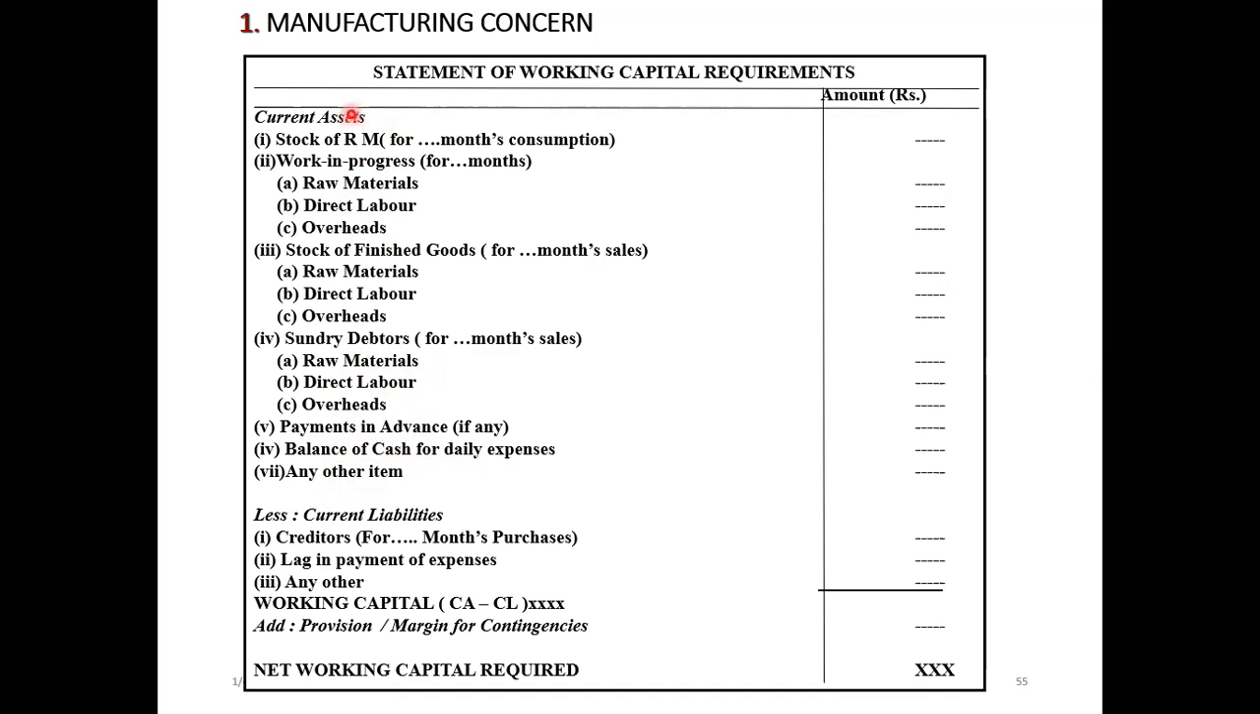So the total of these equals current assets, and we have to deduct current liabilities. First, we can find creditors. When we purchase raw material on a credit basis, we find the figure of creditors, and lag in payment of expenses, say wages payable, and any other expenses, electricity payable, water, utility bill, like that, rent payable, right? And working capital equals current assets minus current liabilities, and we have to add any margins, if any. So the total is net working capital, right?